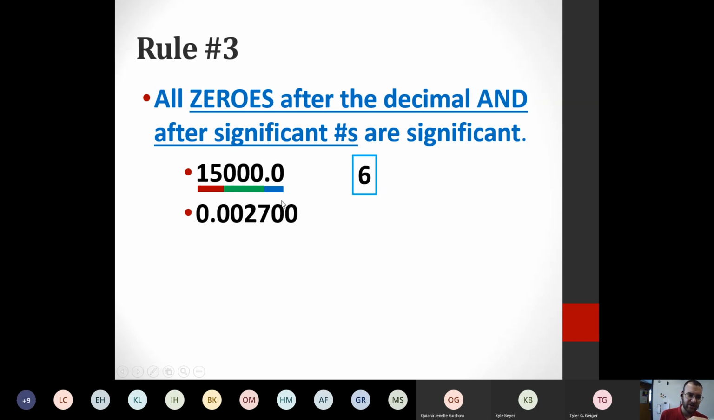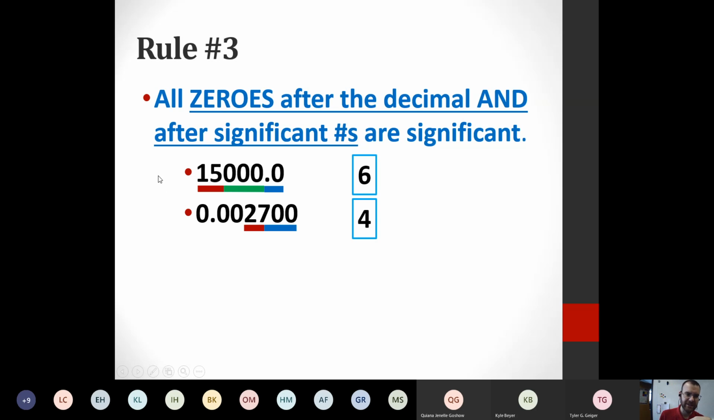Now over here we have a much smaller number. As you can see, our 2 and our 7 are indeed significant, just like they normally are. And we then have some zeros after that. So you've got the decimal, and you've got other significant numbers here. Both of that together means those 2 zeros are significant. Without that, that wouldn't happen. So again, those 4 are. Now the zeros before, they're just placeholders, and they are not significant.